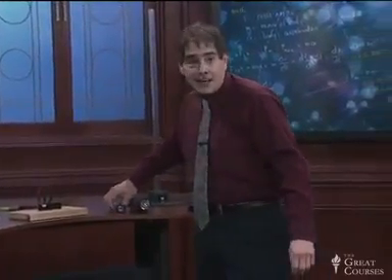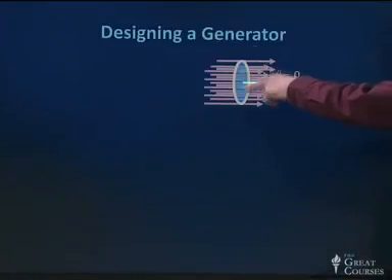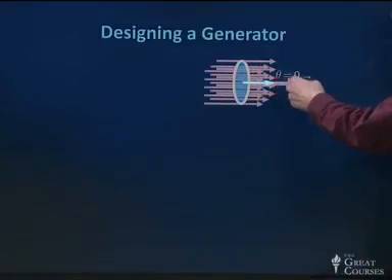Works by electromagnetic induction. Well, let's get a little bit quantitative. Let's talk about how you might actually design an electric generator. Okay, so let's start with a simple loop of wire in a magnetic field B.